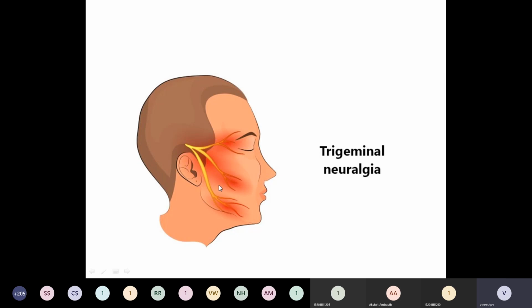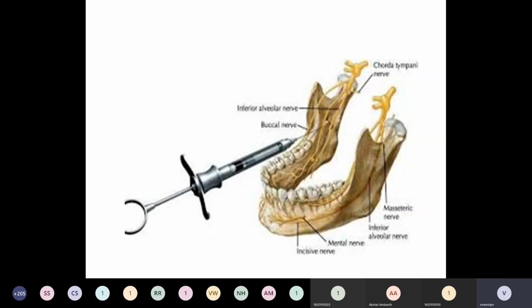One more most important applied anatomy, especially in dental surgeries or removal of the dentures. They will give the anesthetic injections, right? They can give the anesthetic injection just above the mandibular foramen. You can see here the mandibular foramen. Just above here, if you give the local anesthesia injection, it will affect the entire inferior alveolar nerve. So all the teeth, everything will become anesthetized. Okay, so this is another applied anatomy of the mandibular nerve.